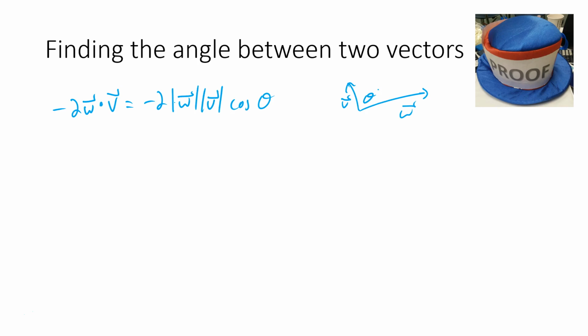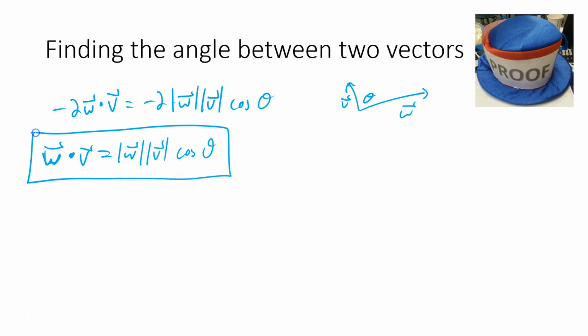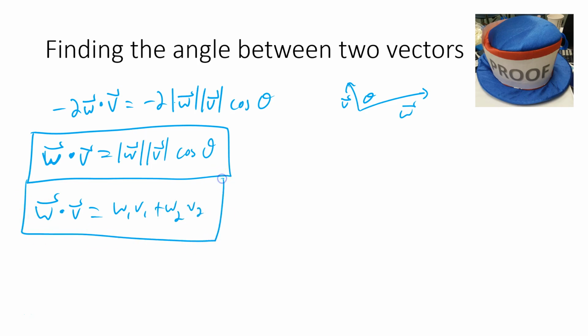Okay. So now we can divide by negative 2, and we end up with our next very important formula of the day. W dot v is equal to magnitude of w, magnitude of v, cosine of the angle in between them. This is a very important formula. So at this point, basically what we have is two ways to get w dot v. So w dot v could be w1 v1 plus w2 v2, or we can calculate it in this other way, which is magnitude of w, magnitude of v, cosine theta. So there are two different ways to calculate this.